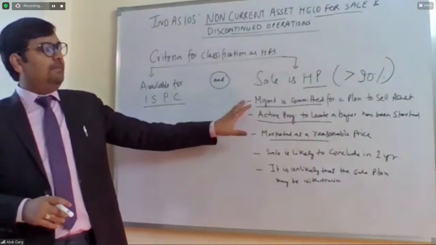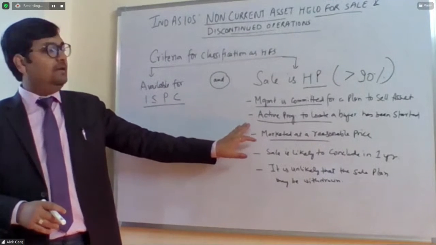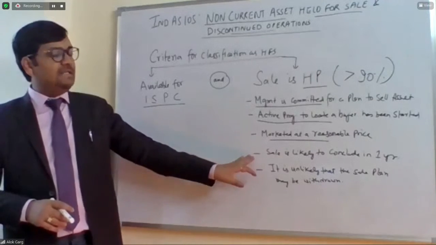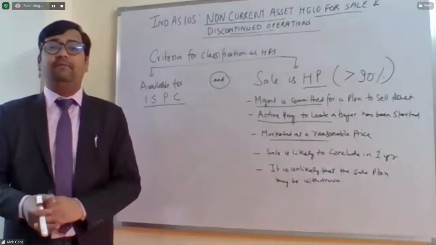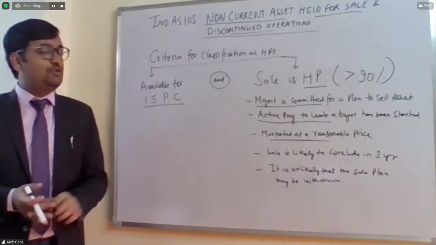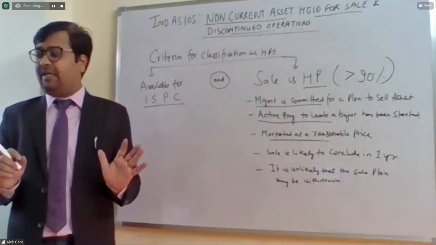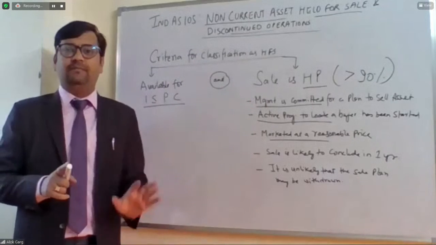So management is committed to a plan to sell the asset. An active program to locate a buyer has been started, and the asset is marketed at a reasonable price. The sale is likely to conclude in 1 year, and it is unlikely that the sale plan may be withdrawn. So students, have you understood the criteria for classification as held for sale or not? I have explained every step here.